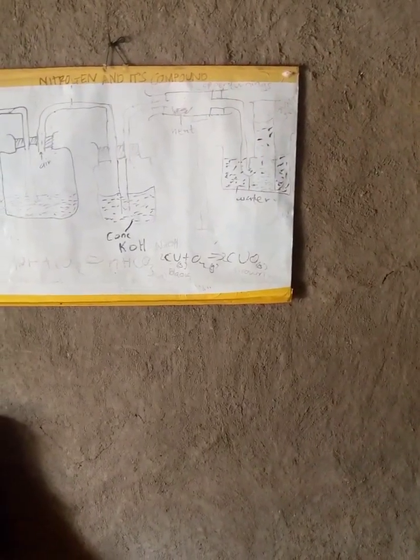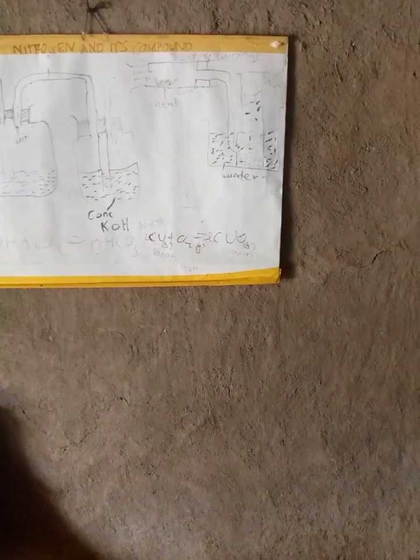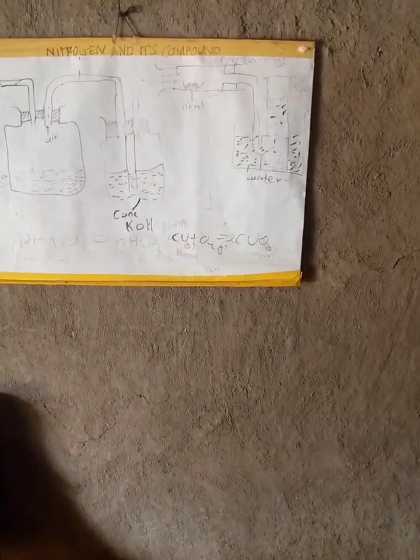The reason why it is used as a refrigerant in storage of semen is because it has a low boiling point of negative 196 degrees Celsius. Now let us look at the laboratory preparation of nitrogen.